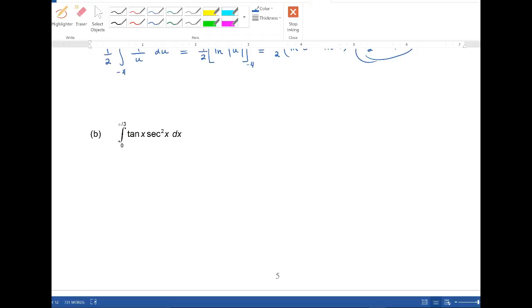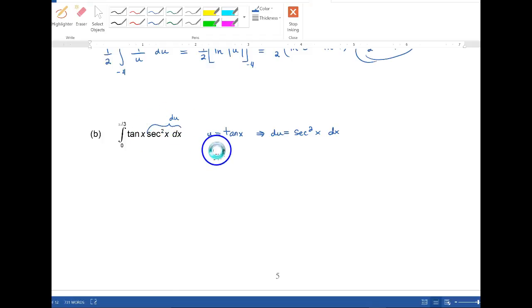Okay, so this one's a little tricky. This one I'm not going to make u equal to secant squared. I'm actually going to make u equal to tangent. The reason is sometimes when we're doing u substitution, it's helpful to make u equal to whatever derivative you see in the integrand. And we know that the derivative of tangent is secant squared. So right here, I see that's my du.